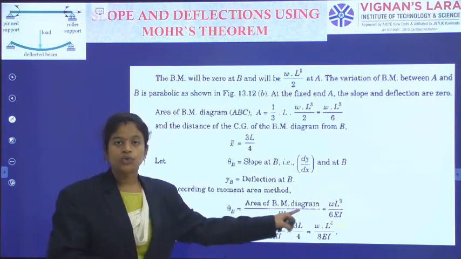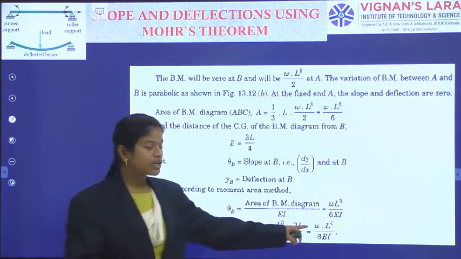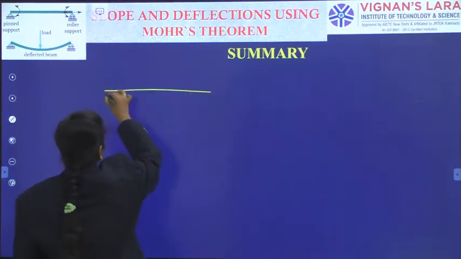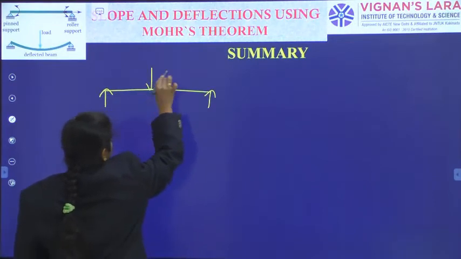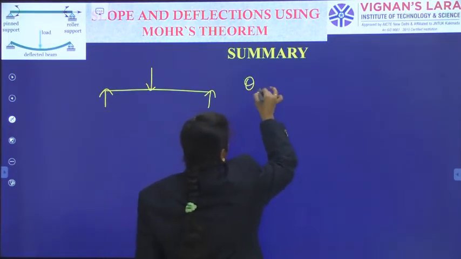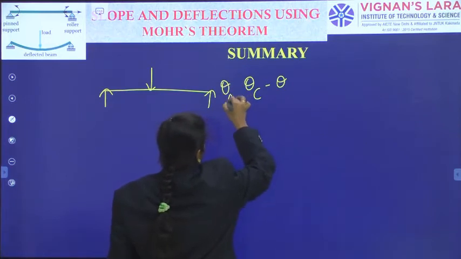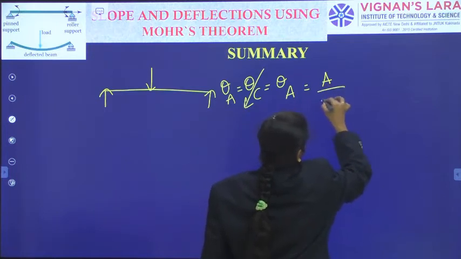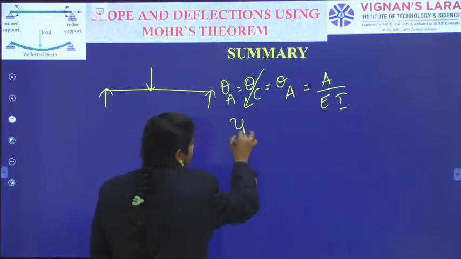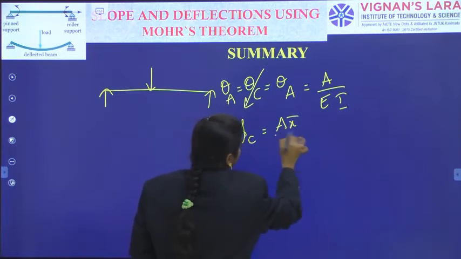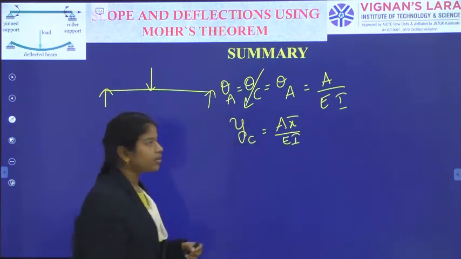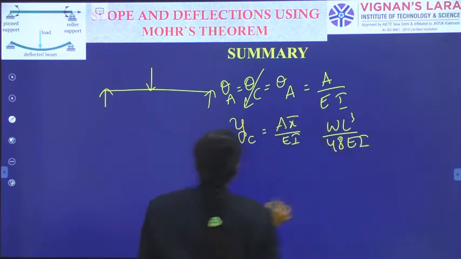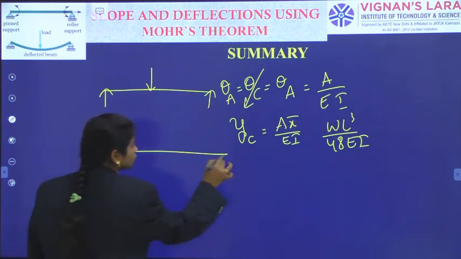So A into x bar divided by EI, that's why we have got WL power 4 by 8 EI. And finally, when you observe a simply supported beam with a point load at center, theta A minus theta C, only theta A is the answer, A over EI, and y C is A x bar by EI. So here we have got WL cube by 48 EI. And then the simply supported beam with UDL over the entire length.